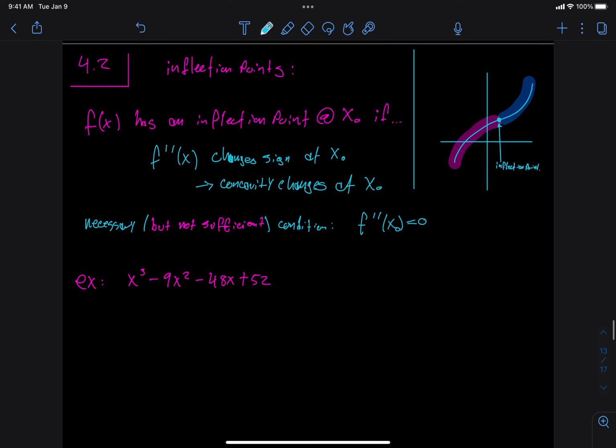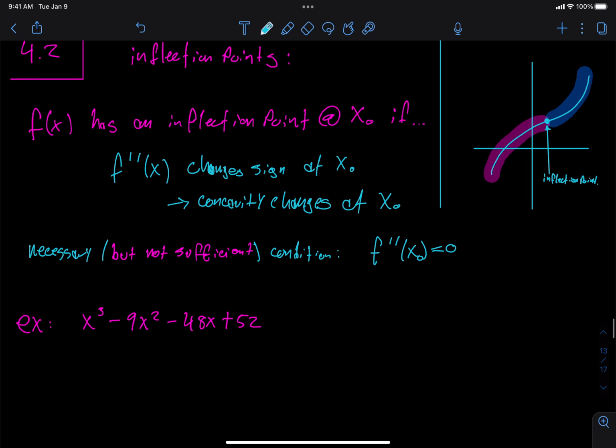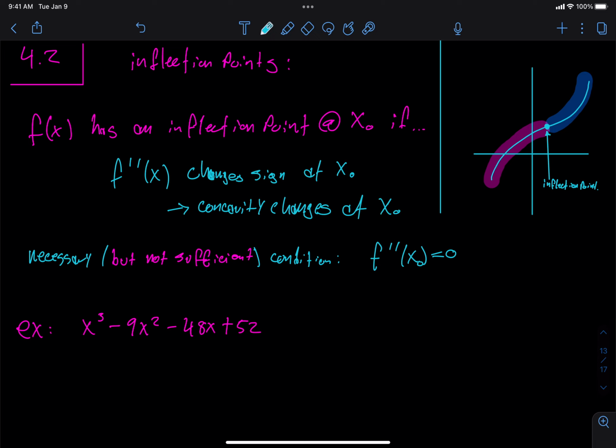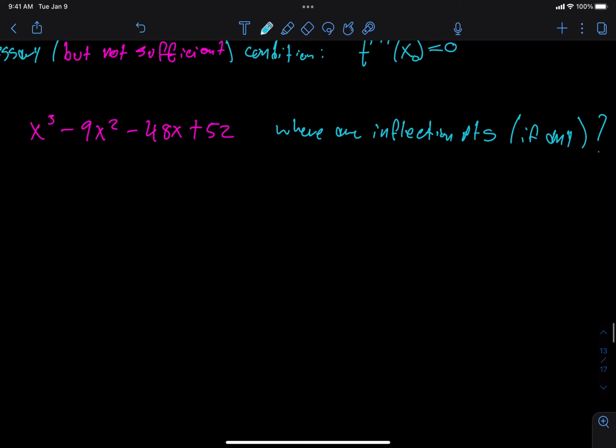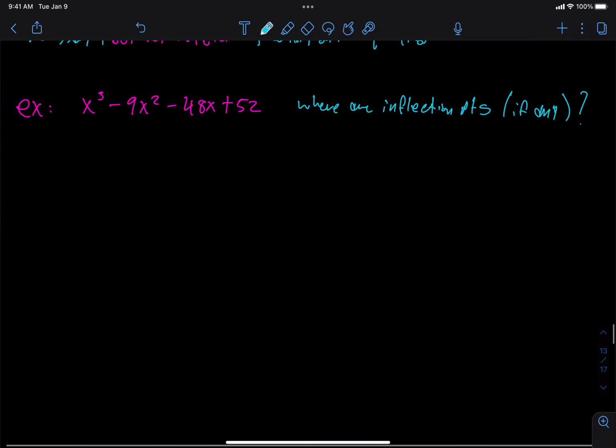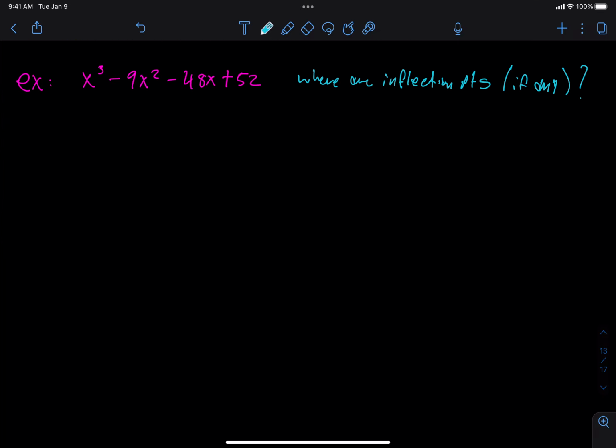All right, let's see the example then. So here I have a function, x cubed minus 9x squared minus 48x plus 52. I want to know where are the inflection points, if there are any. Okay, so I know it's when the second derivative changes sign. And I know the second derivative will only change sign at places where the second derivative is equal to 0. So those are the places where I'm going to look.